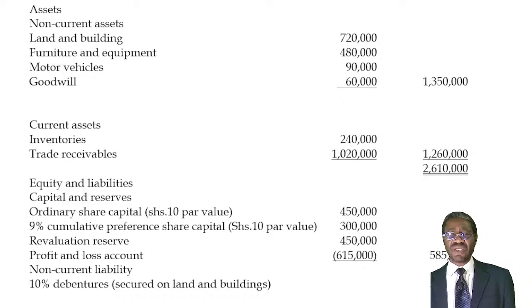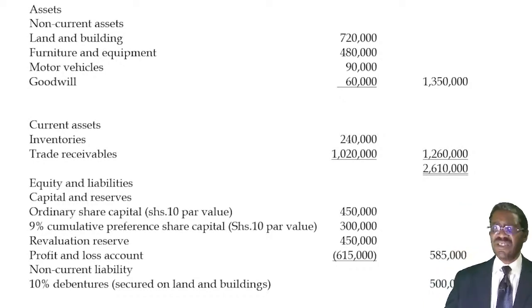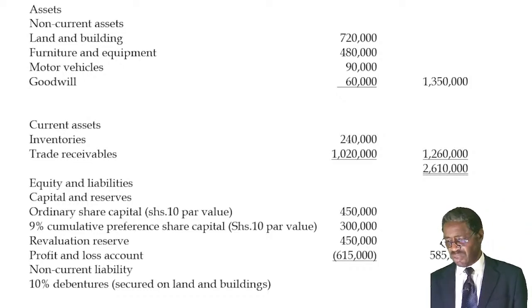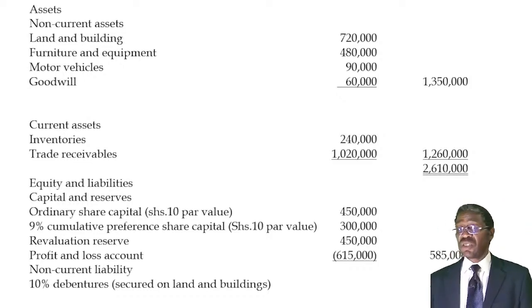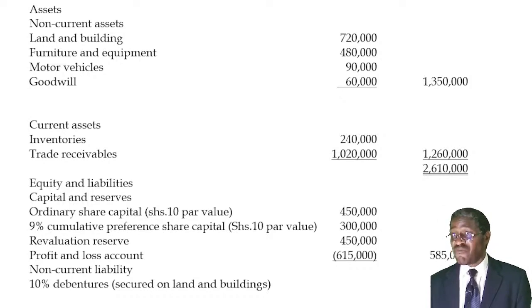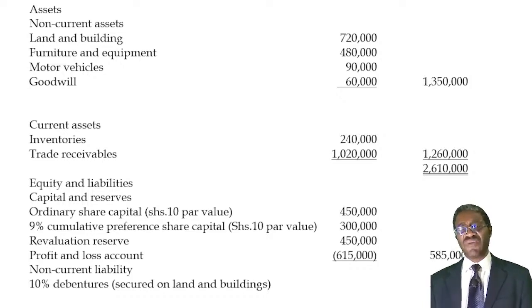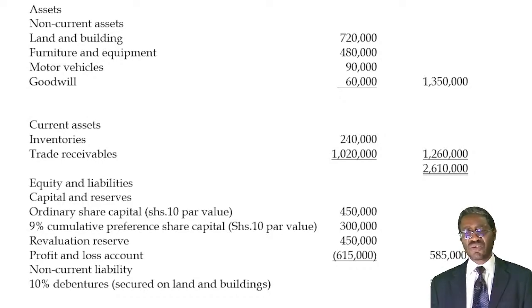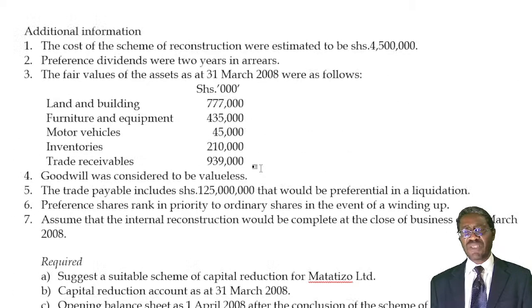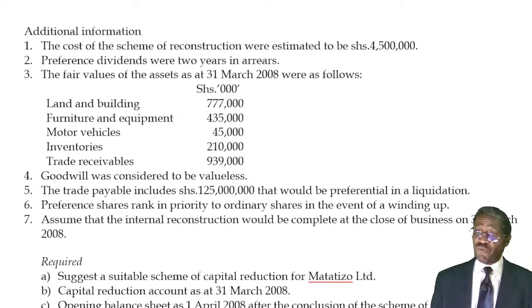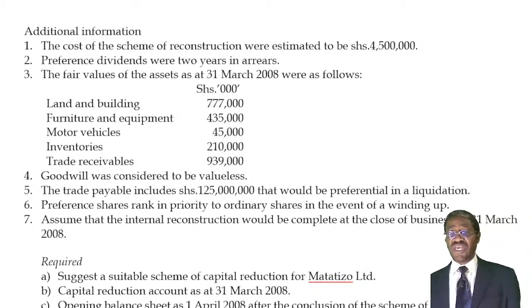Next, I can see from the balance sheet is goodwill. The additional information told us, you remember, that goodwill was considered to be valueless. So it is obvious it will give rise to a loss. Next one, among the current assets, we have inventory. I can see book value 240. What is the fair value after reconstruction? Under note number 3, fair value 210. So 240 is the original book value, 210 is the fair value. That will give rise to a loss.